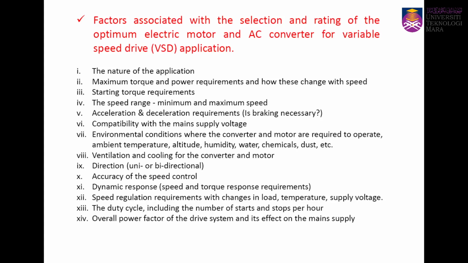So, factors associated with selection and rating of the optimum electric motor and AC converter for variable speed drive. First is the nature of the application. So we have to look at the nature of the applications, right? Maximum torque and power requirements and how these change with speed. So we have to look into the torque that is going to be used, the power requirements, and what is the speed, the frequency, the limit of the speed. We have to look at that.